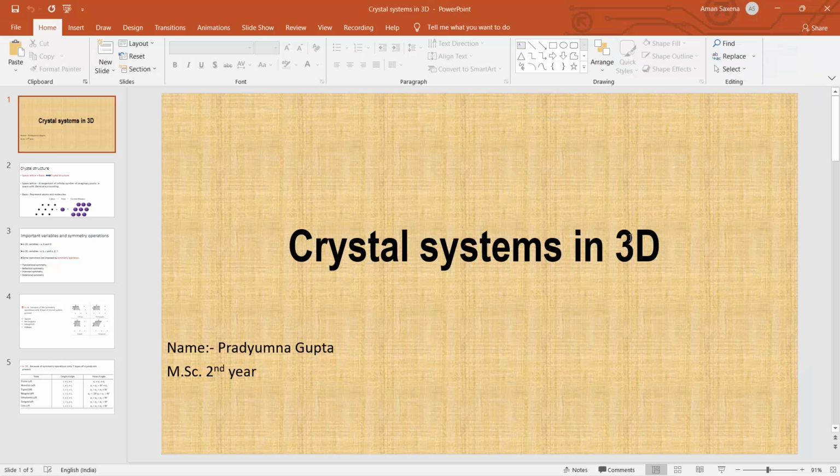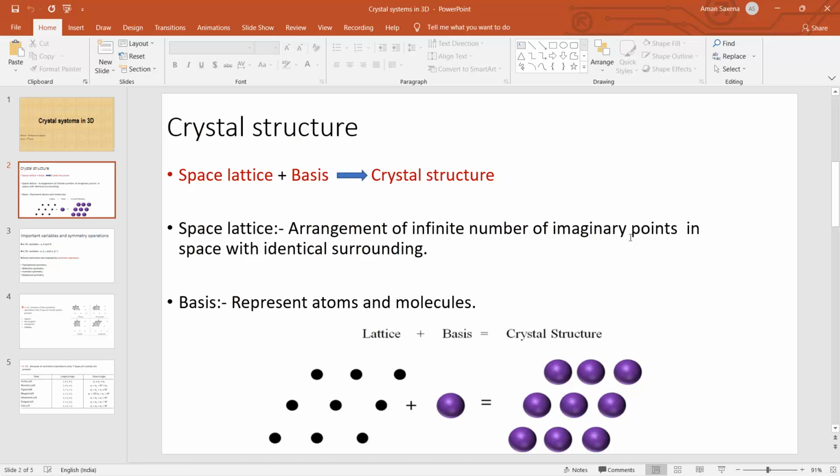I am going to discuss the topic crystal system in 3D as part of my video assignment. Basically, the crystal structure is a combination of space lattice and basis. Space lattice is the arrangement of an infinite number of imaginary points in space with identical surroundings. In this picture, we can also see the periodic arrangement of the infinite numbers of imaginary points, and the basis represents atoms or molecules.